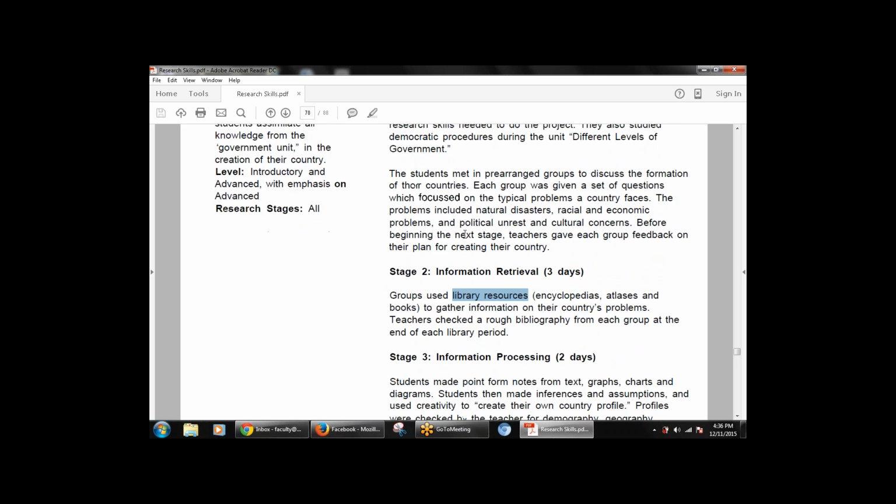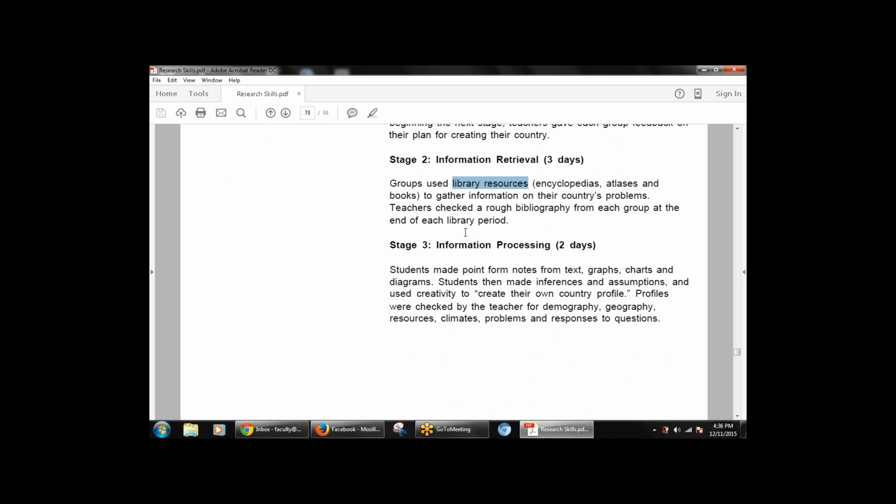So first planning is over, then information retrieval. Then the third part is information processing. After the information retrieval, the next stage is the information processing. That is how to process the information. The students make notes in point form from the text, graphs, charts, and diagrams.